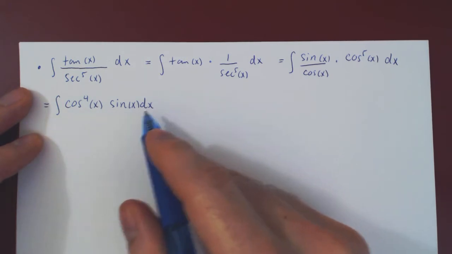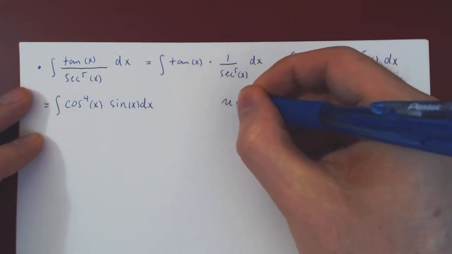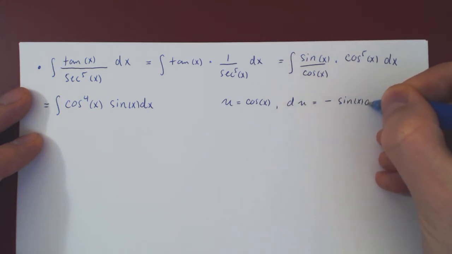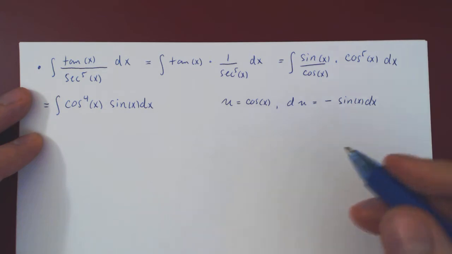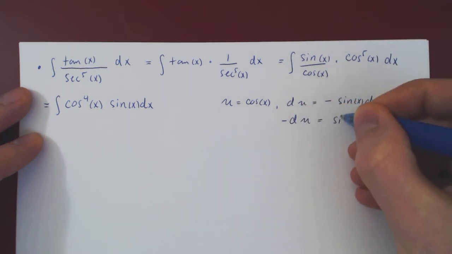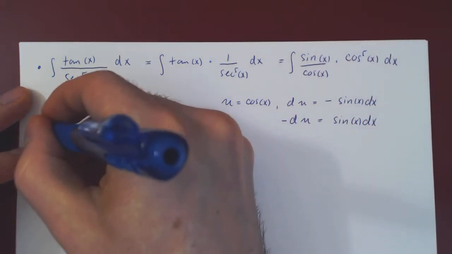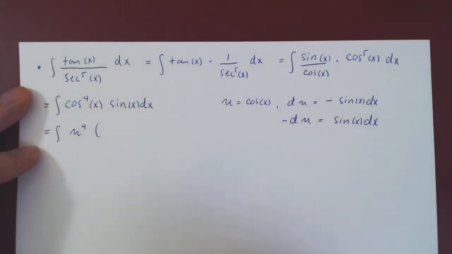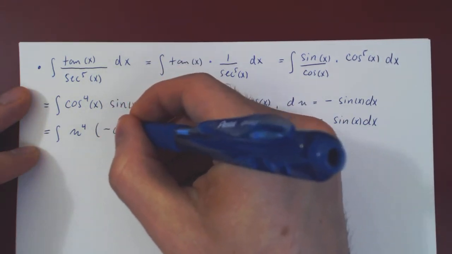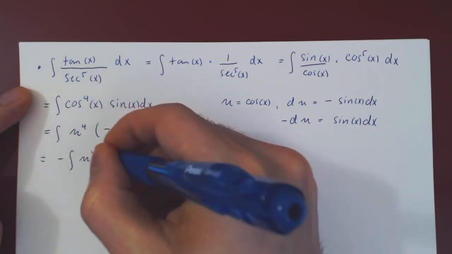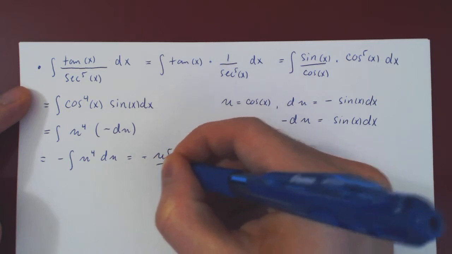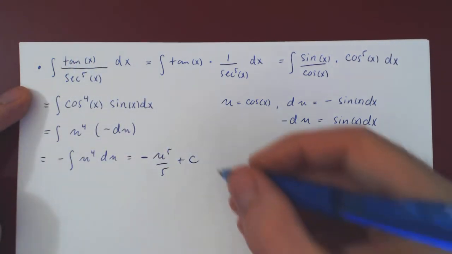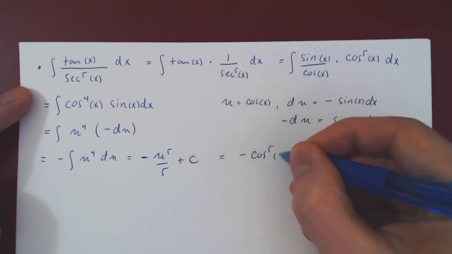And now the integral is essentially trivial, as we can let u be cos of x. The differential du, of course, will be negative sine of x dx. We want to solve for sine of x dx, so negate both sides. And so negative du is sine of x dx. So the integral becomes essentially trivial. Replacing cos by u to the 4, times sine of x dx, which is negative du. And we now apply the power rule. And of course we replace back in terms of a function of x, replacing u by cos of x. So we have negative cos to the 5th power of x over 5 plus c.